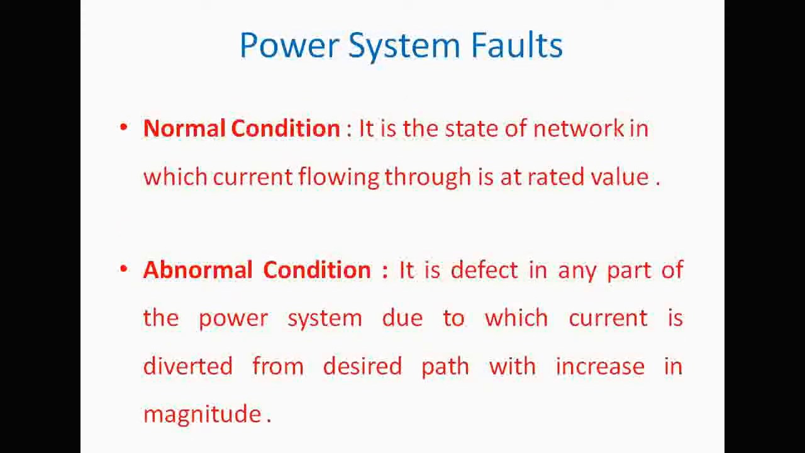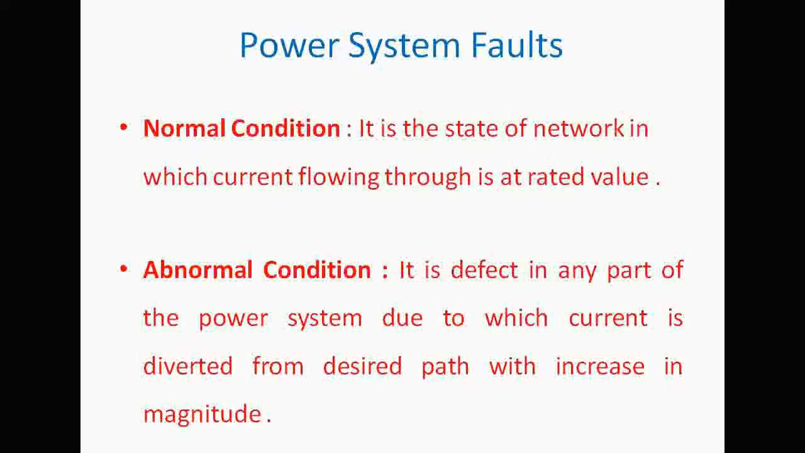Next one is power system faults. To understand the different types of fault that occur in the electrical network, first we have to understand the basic terminologies, which are the normal condition and abnormal condition. Now the normal condition is the state of the network in which the current flowing through is at the rated value. Or in other words, if your electrical parameters work within the permissible limit, your voltage, power, frequency work under the permissible limit, in that case the whole system works under normal condition.